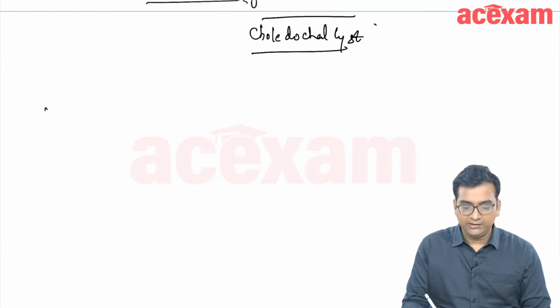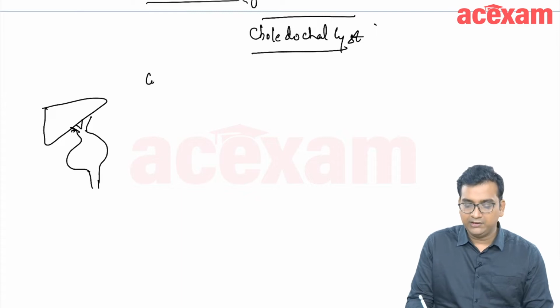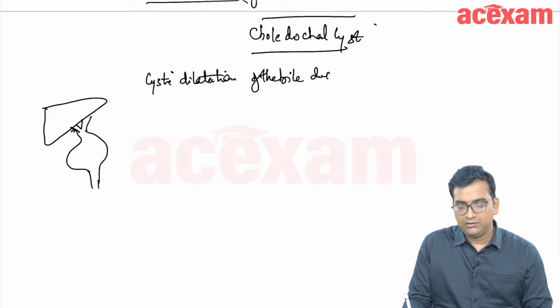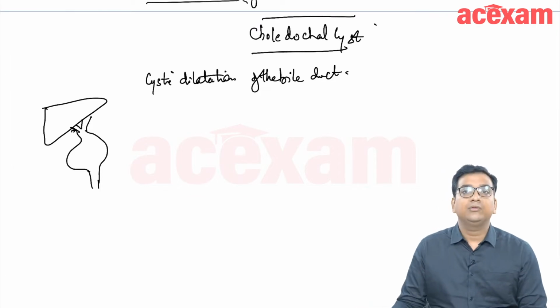Choledochal cyst is nothing but a cystic dilatation of the bile duct. Now, a few points for the basic understanding of the choledochal cyst.